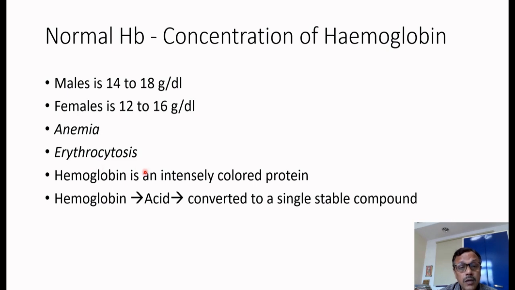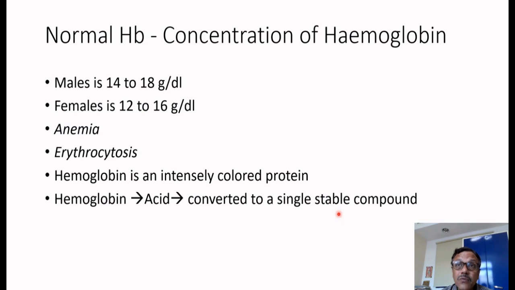Now hemoglobin is an intensely colored protein. In the Sahli's method that we are going to discuss a little while from now, we take blood, and this hemoglobin is converted into acid hematin by adding N/10 HCl acid. So this hemoglobin is converted into a single stable compound, which is a colored compound, and this colored compound is matched with a color plate.